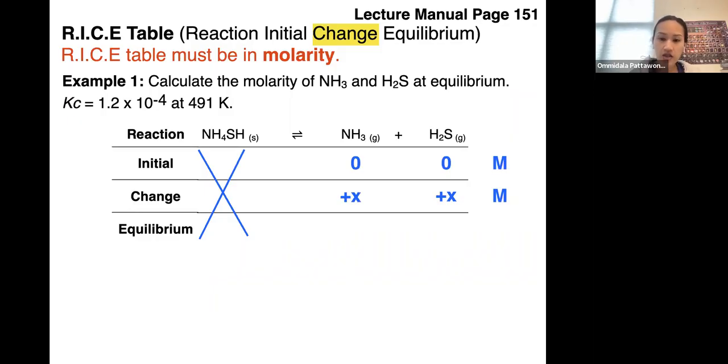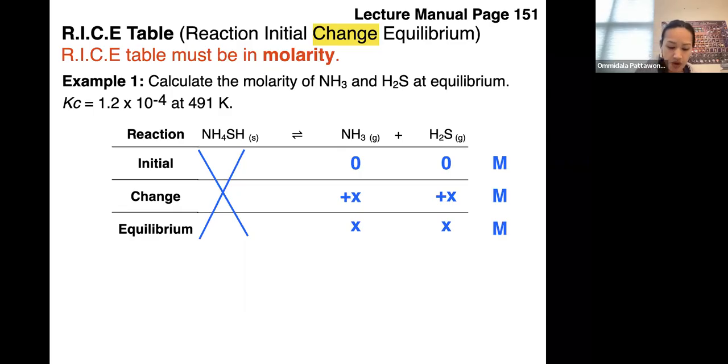Again, we don't know what the change is, so I'm going to use X in this case, molar. These are the units for each of these concentrations. Now what would be the equilibrium then? The equilibrium would be when you add these two together. So the equilibrium is when you add initial and change together. So the equilibrium of these two species would be X molar.